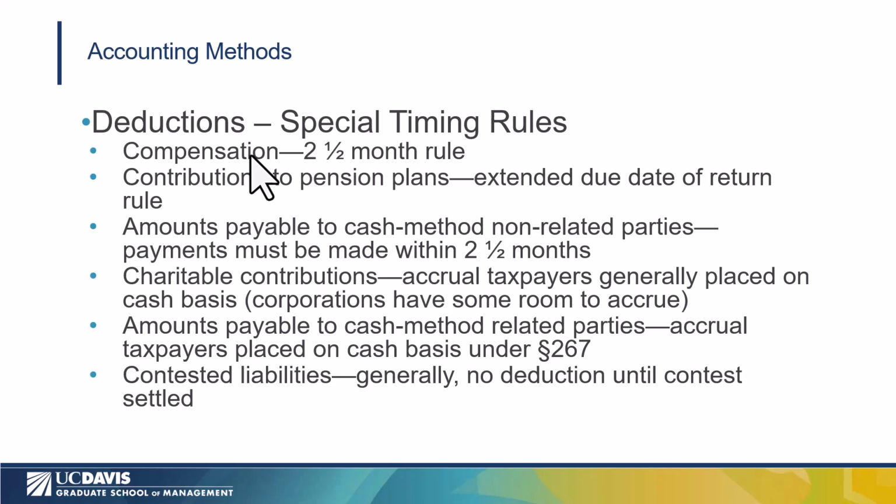Amounts payable to cash method non-related parties must be made within 2.5 months. Charitable contributions generally are placed on a cash basis for accrual, but when we get to corporations, we'll see there actually is some room there. Amounts payable to cash method related parties are placed on a cash basis. And then, of course, contested liabilities don't meet the all events test, and as a result, there's generally no deduction for those.